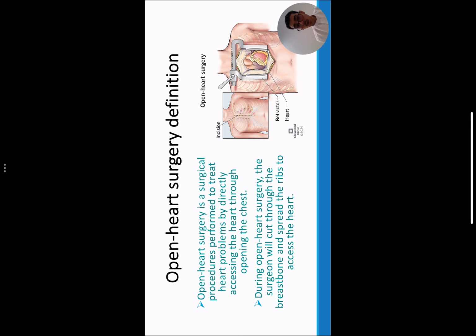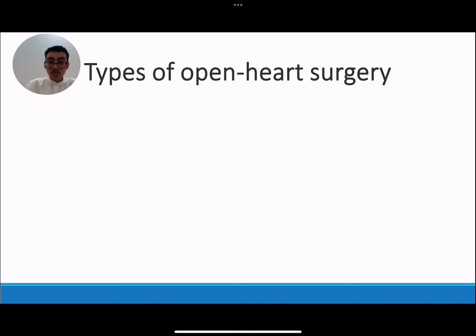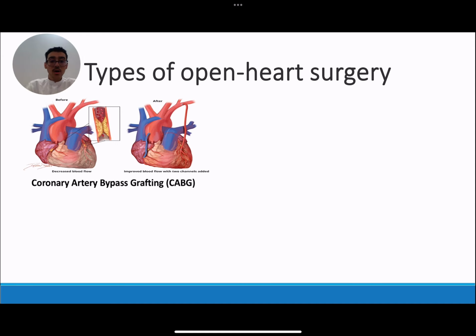Types of open heart surgery. Now we will talk about types of open heart surgery. First of all, we have coronary artery bypass grafting, CABG, which is used to treat coronary heart disease, a type of heart disease that occurs when plaque builds up in the coronary arteries that supply the heart with oxygen-rich blood.